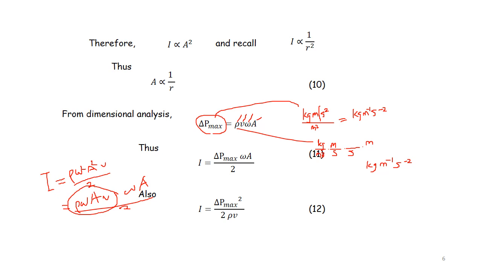So any of the parameters given for intensity can be used to estimate the intensity of a wave, depending on the parameter that is given. If you are given the maximum change in pressure, then you can use equation 11 or equation 12. But if you are not given that, and are given other parameters like the density of the medium, the wave speed, the frequency of the wave, and the amplitude of the wave, then you have to use the previous formulas. Let's see examples.